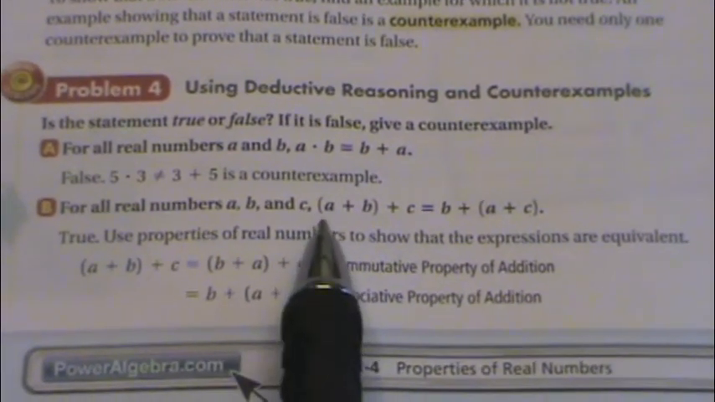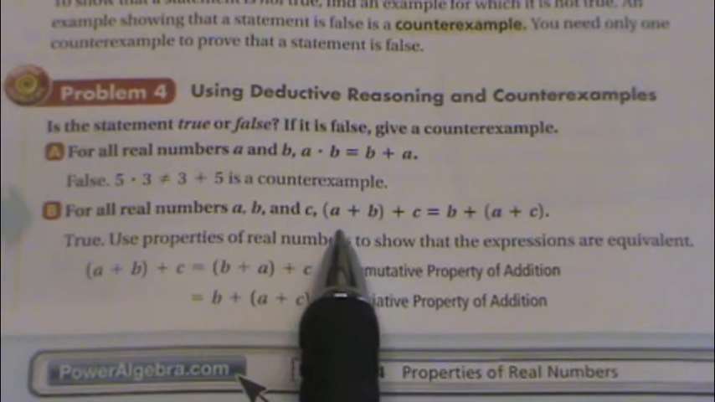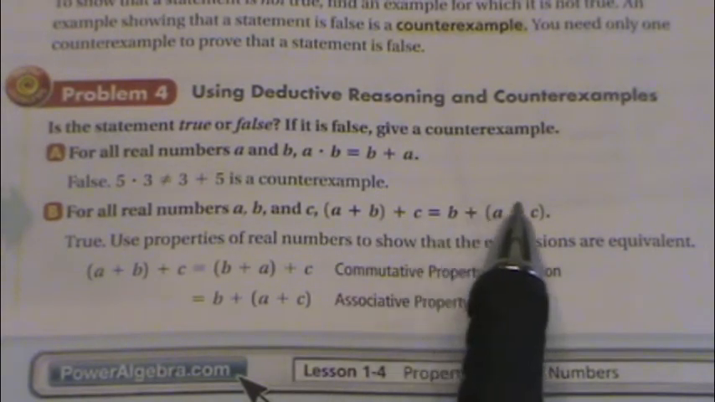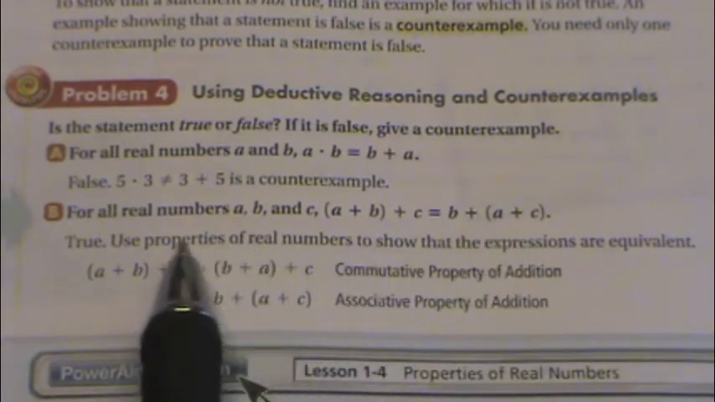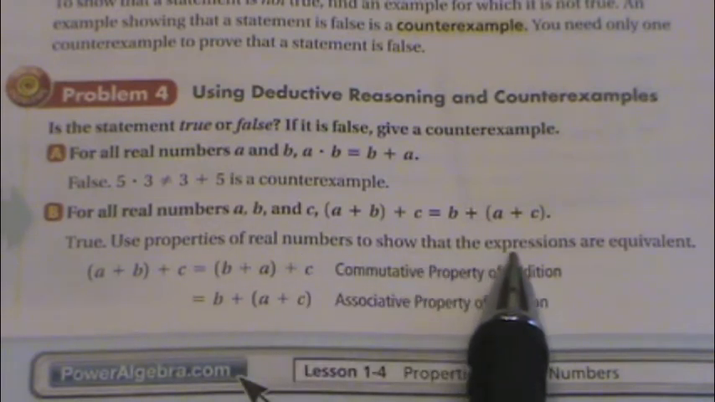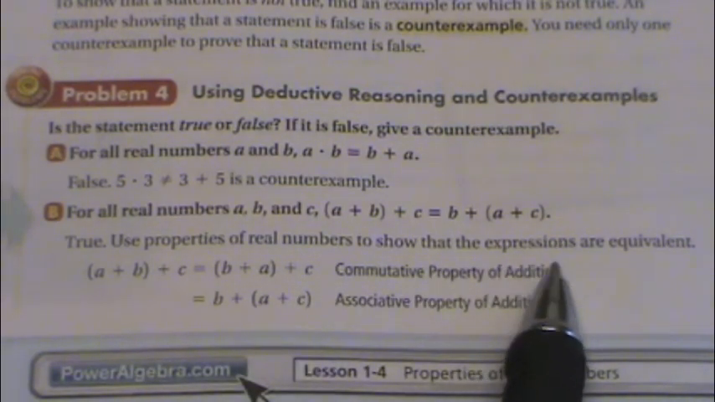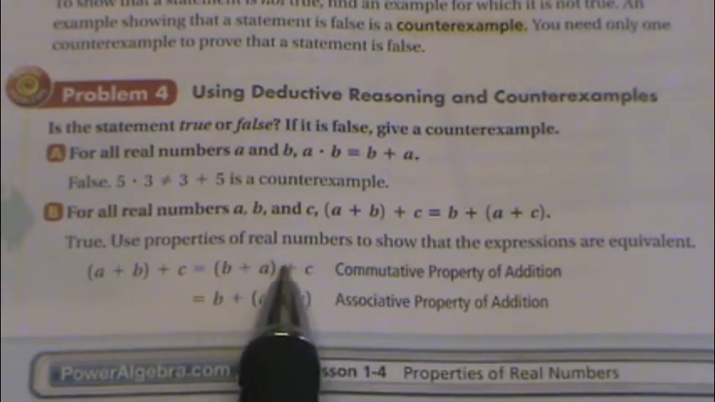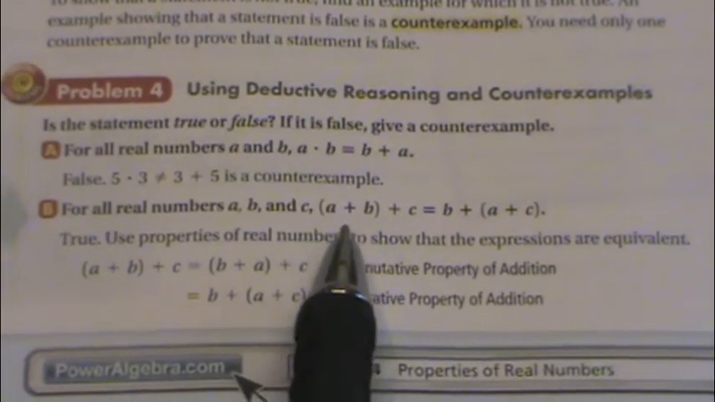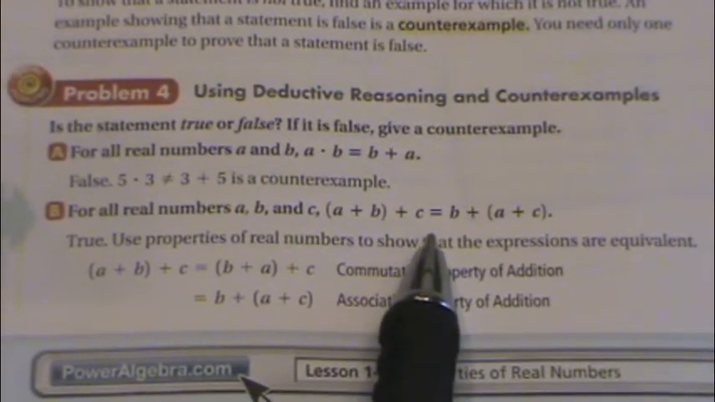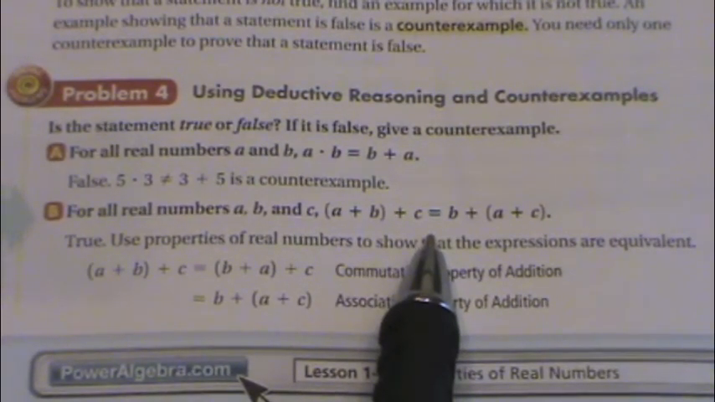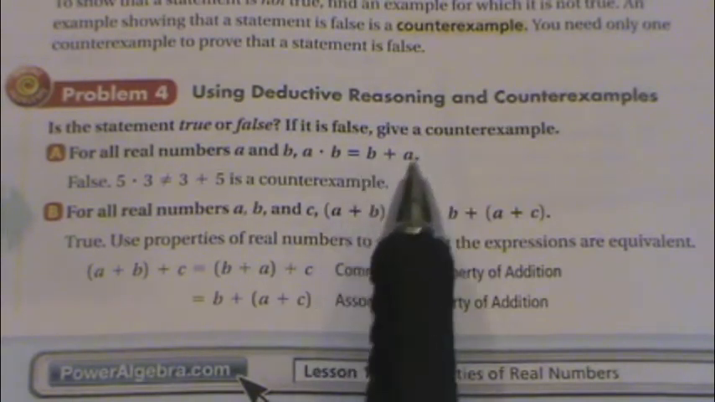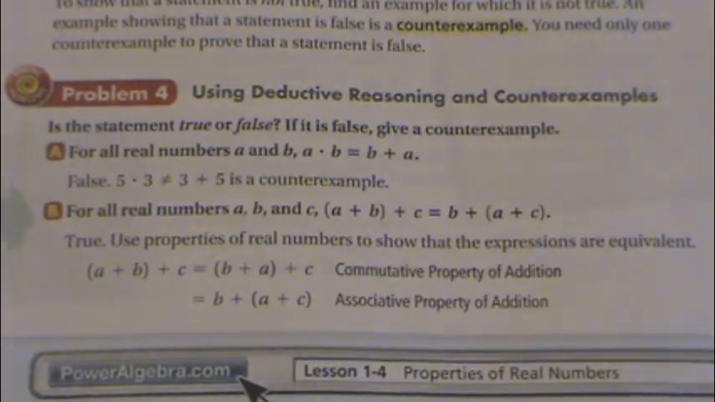How about letter B? For all numbers, A plus B in parentheses plus C is equal to B plus in parentheses A plus C. Well, aside from the fact that that's the example that you have for the associative property, yeah, that must be true. If you tried to give a counterexample for this, you would be working all day and never come up with one because it's true. So we'll see how much I need you to understand about deductive reasoning and counterexamples.